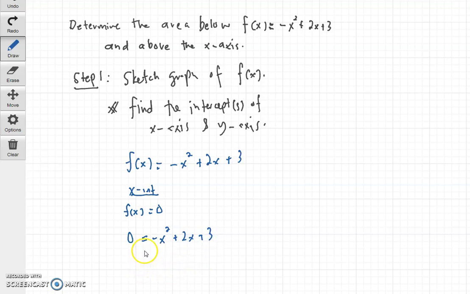So if you try to factorize this thing, you can use your calculator to factorize it. Okay, if you try to factorize this thing, you are going to get negative x plus 1, x minus 3, where here if you try to equate it with 0, you are going to get x equals negative 1 and x equals 3. So you can say this is your x-intercept.